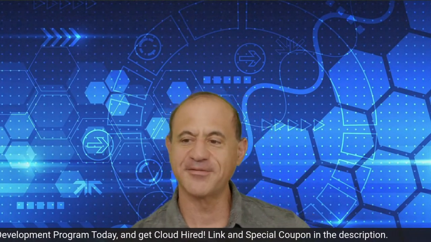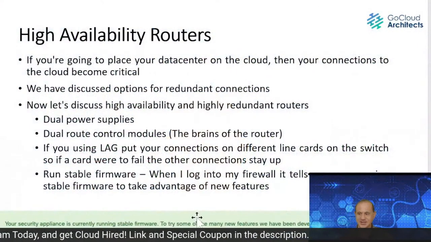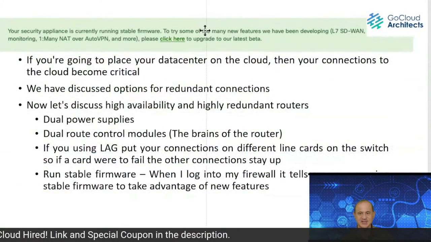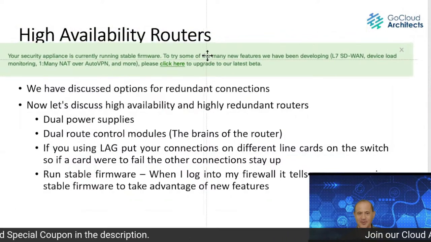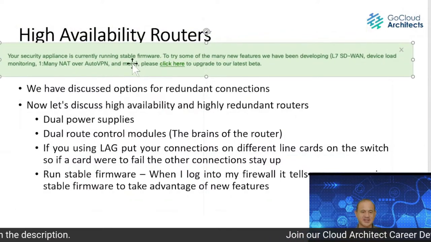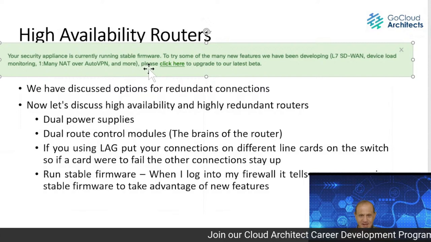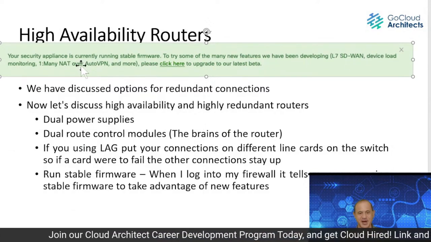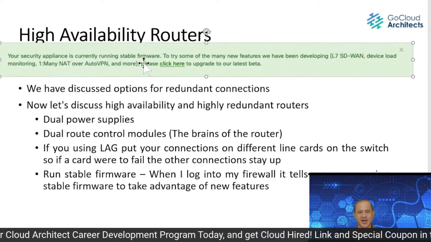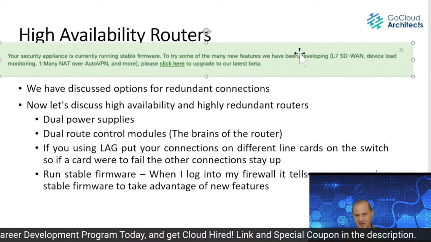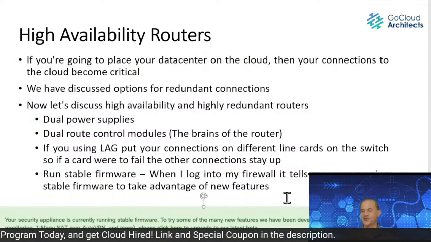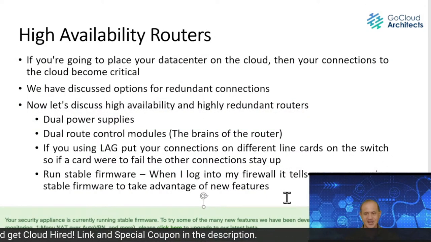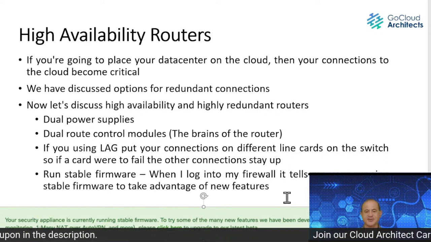When I log into my firewall, I see this little thing on the bottom, and this is the biggest joke. It says: your security appliance is running stable firmware. To try some of the new features we've been developing, L4 through 7 SD-WAN, device monitoring, many-to-one NAT over auto VPN, please check to upgrade to the latest beta. Who puts beta code on their devices? So the point is you've got to look at what you're doing. Don't use beta code. So: high availability, redundancy, and making sure that your things are there.